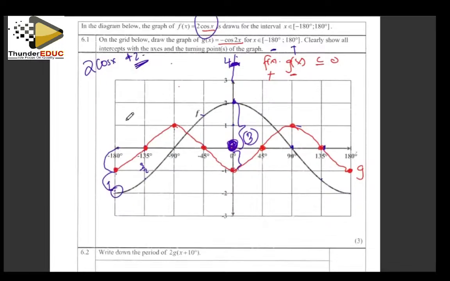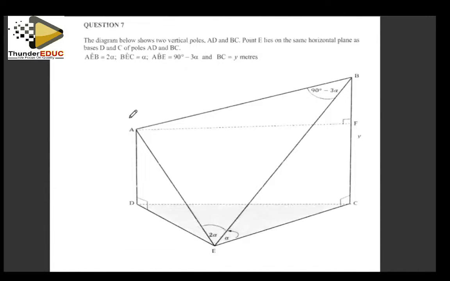Question number 7. It's telling us that in the diagram below, we have 2 vertical poles, AB and BC. Point E lies in the same horizontal plane as the bases D and C. They gave us all these values in meters.